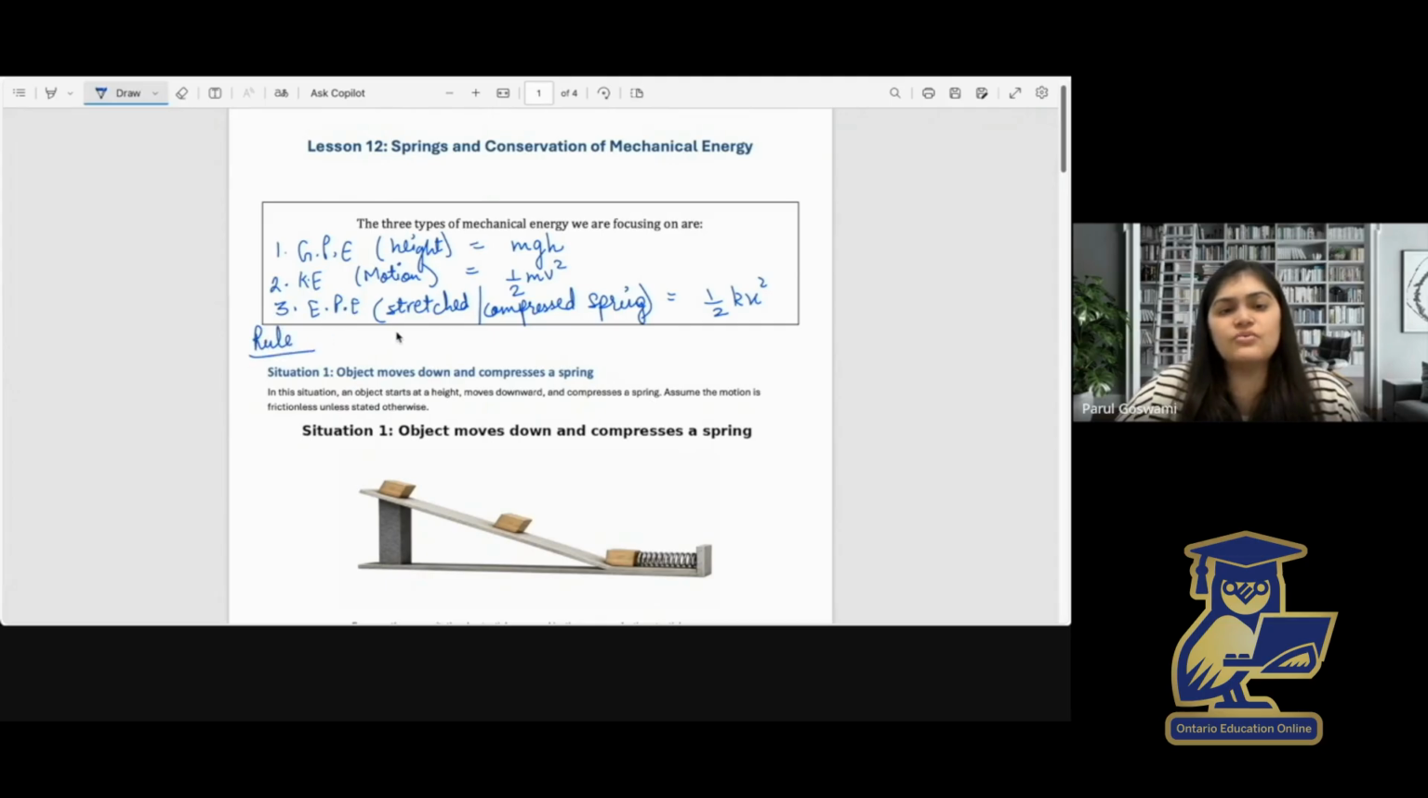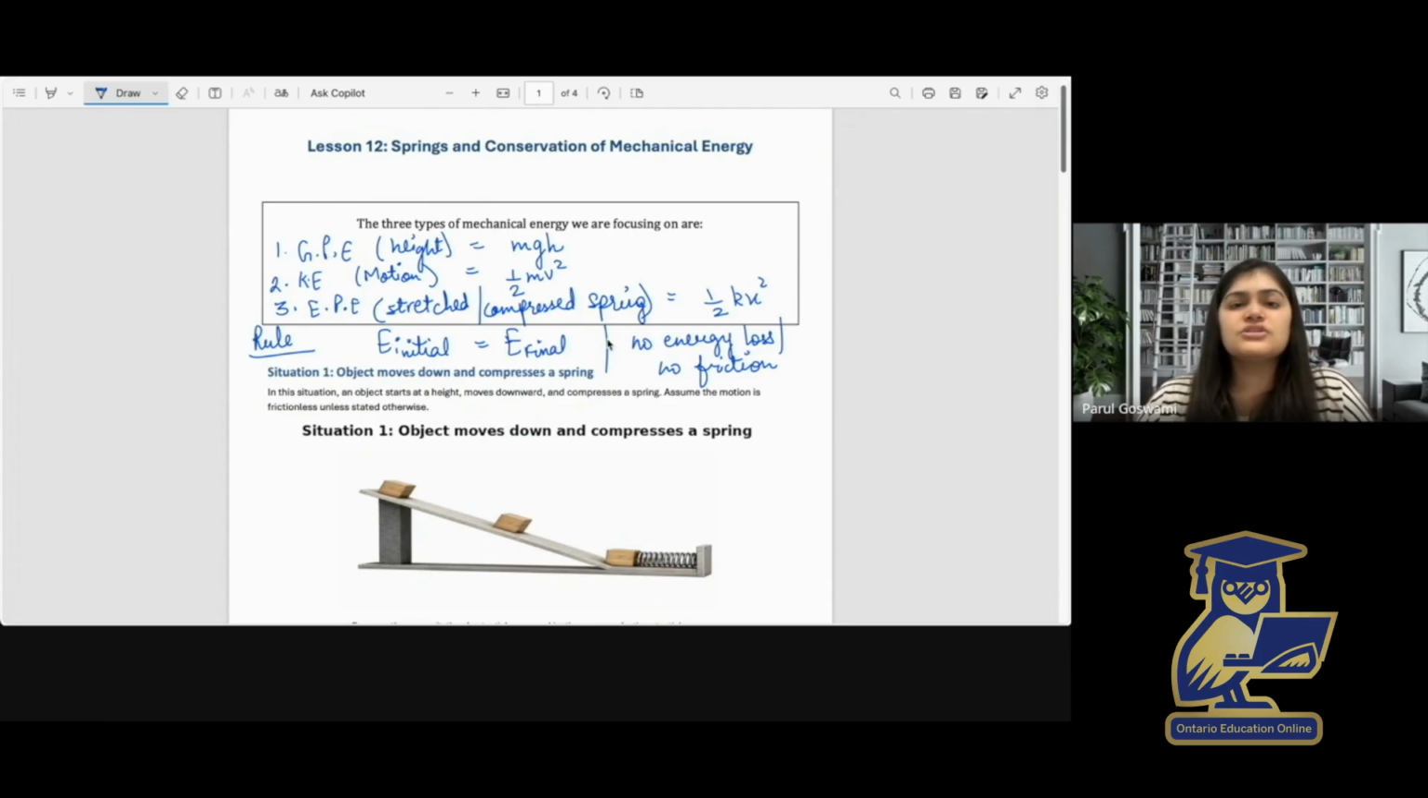So this is the rule: E initial equals E final. This is the equation that we have to use while solving problems based on this concept. Again, the assumption is that there is no energy loss or no friction, then this equation can be used. Now let's analyze situation one, which is an object moving down and compressing a spring.